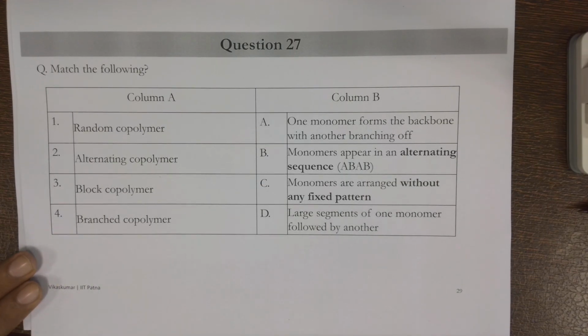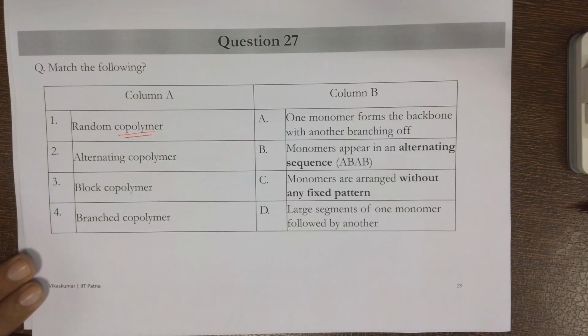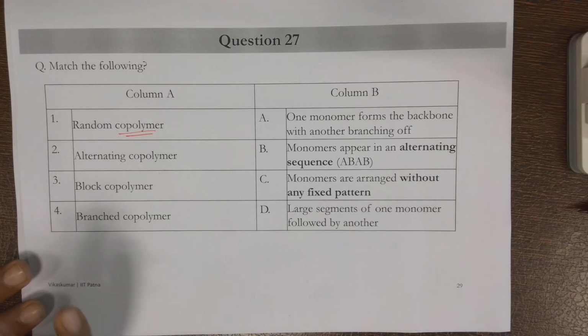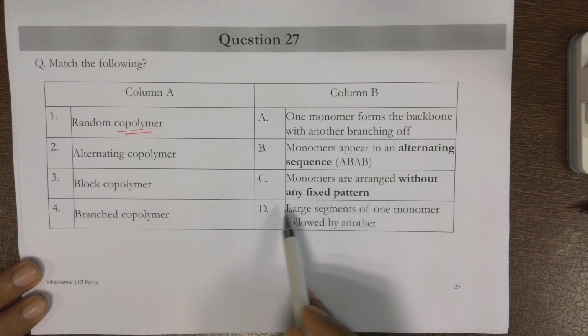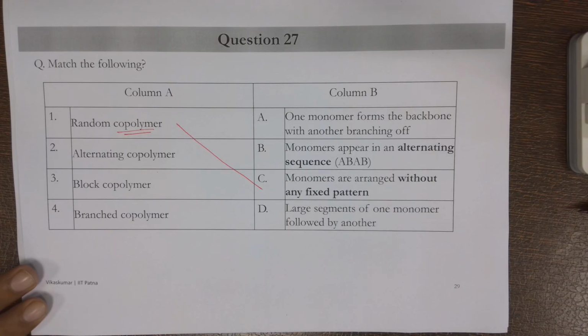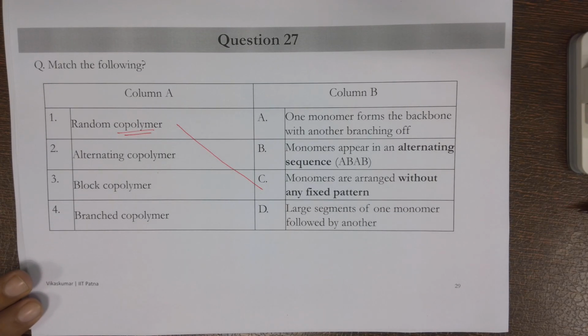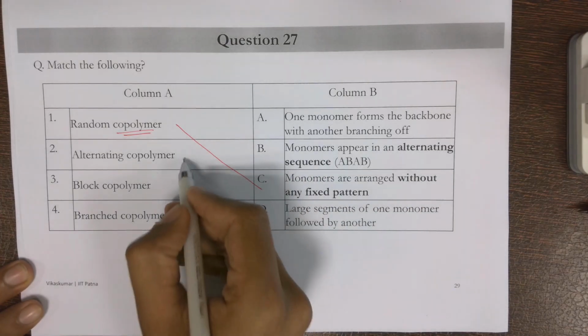Random copolymer. It means that the units don't have any fixed pattern. They are repeating without any order. So the monomers without any pattern, it's option C. Alternate copolymer means that if the first monomer is referred to as A and the second monomer as B, then they are in an alternate monomer sequence. That's option B.